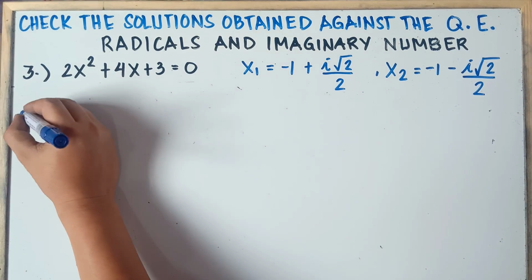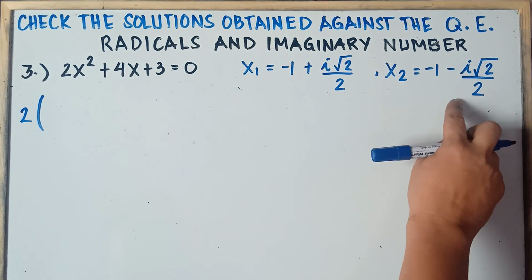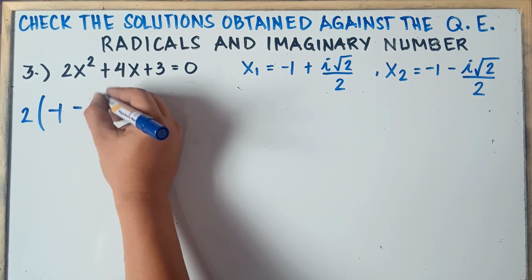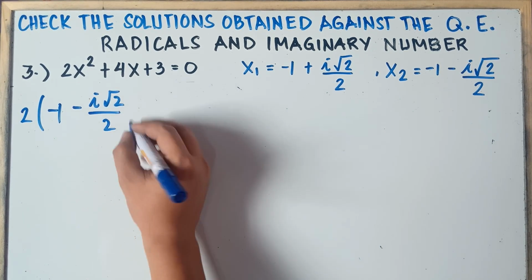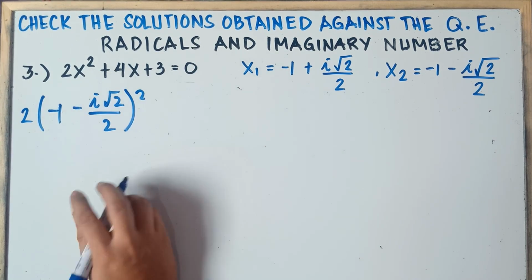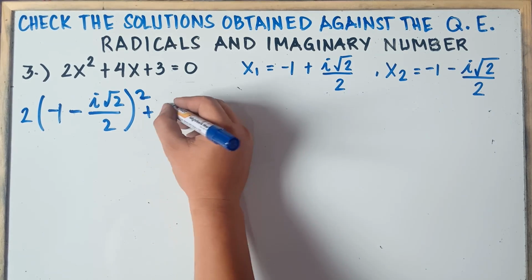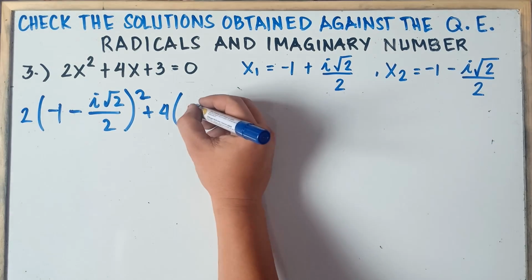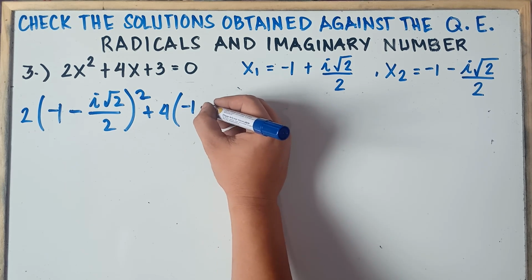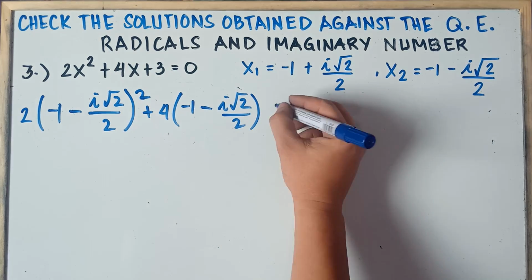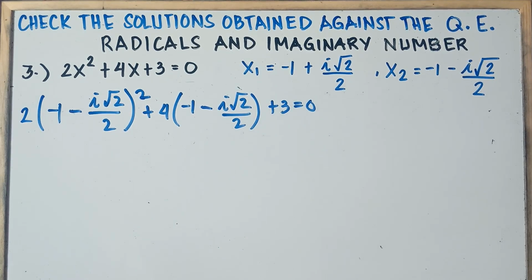Once again, you copy 2. Then our x, that's negative 1. Let's have the second root, class. Negative 1 minus I square root of 2 over 2. Then squared. Do not forget squared. So this is minus. Alright, and then copy plus 4. And this equation, negative 1 minus I square root of 2 over 2. And then plus 3 equals 0.